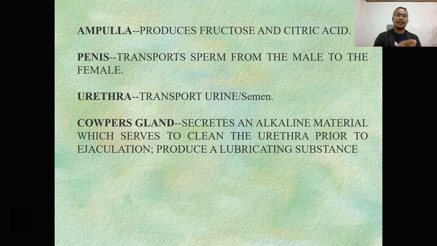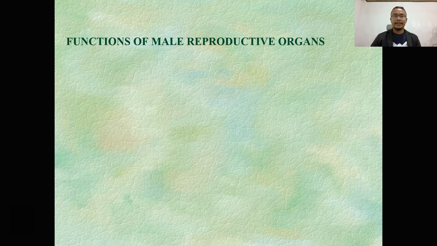For the penis to enter the rectum, it must be lubricated. So it is the work of the Cowper's gland to secrete, to check the acidity of the urethra, and to lubricate the penis.